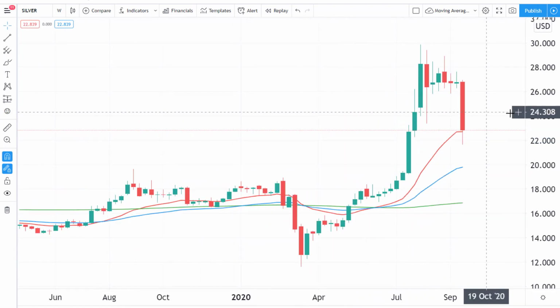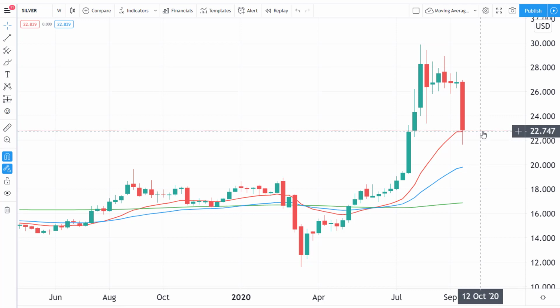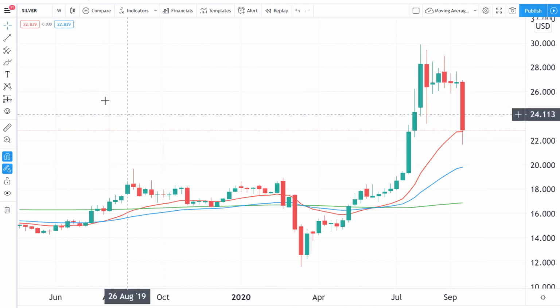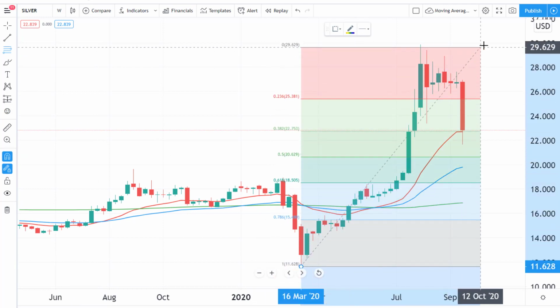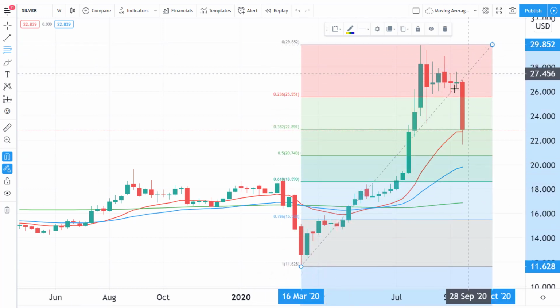Similar on silver, we saw on the weekly here, it closed just above, and that's pretty important. If we take a fib of the whole move, in terms of the move from March to now, which I think is very fair to do so, you'll notice that it hits the 38.2 fib, goes into around the 50 fib, and it's bounced off that area.